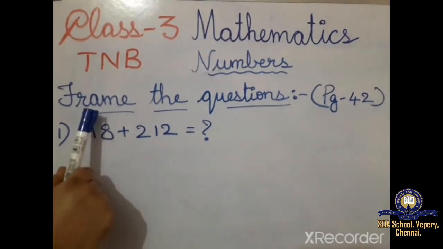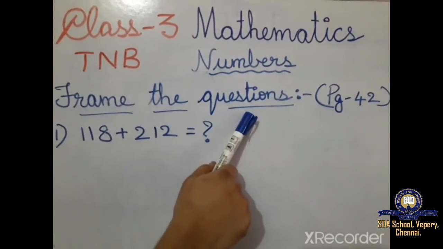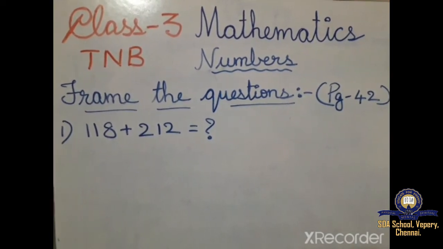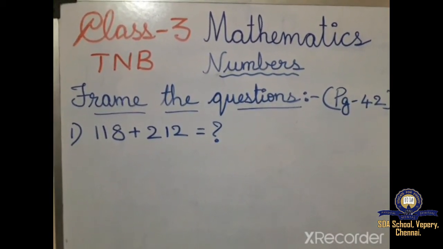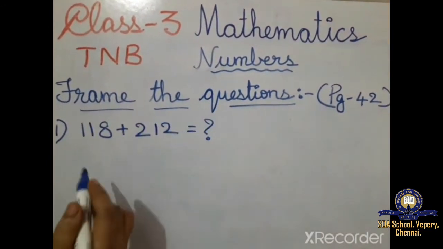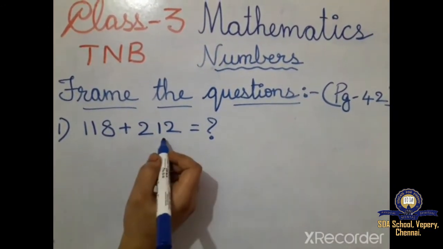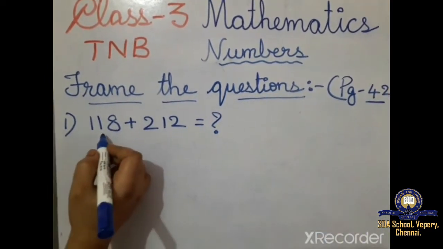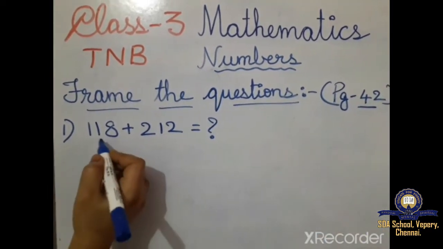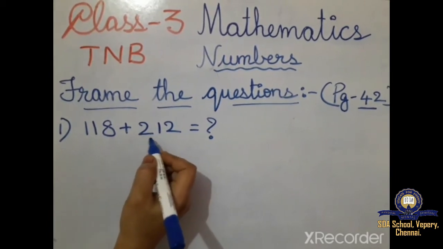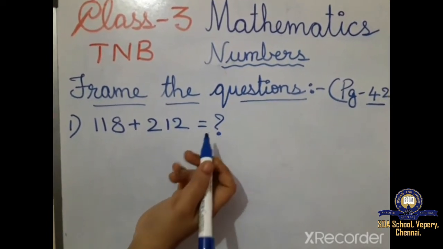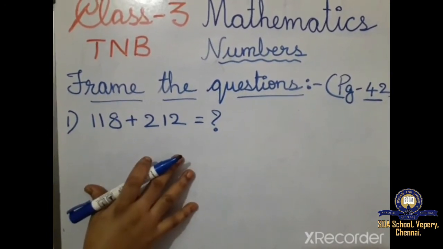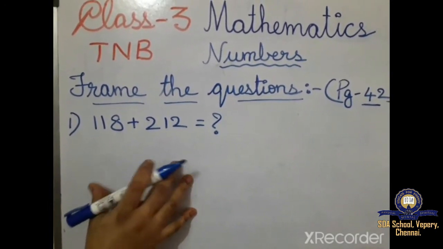The next topic is framing the questions for given addition and subtraction sums. If you take page number 42, the question will be given only like this: 118 plus 212 is equal to how much? We have to frame our own question for that. So how can we frame it? I will tell you now.